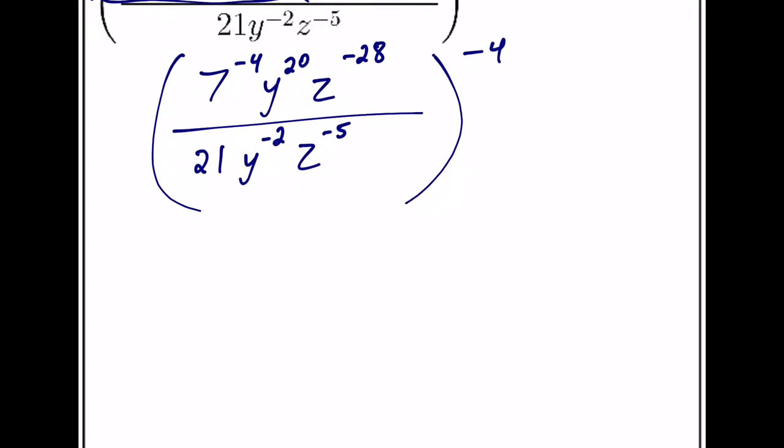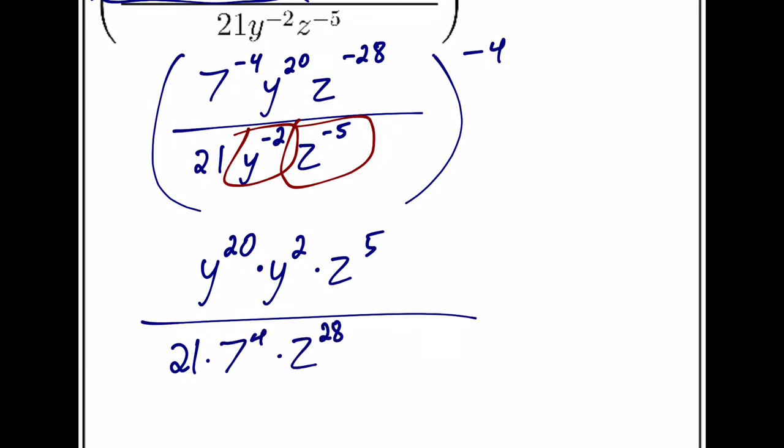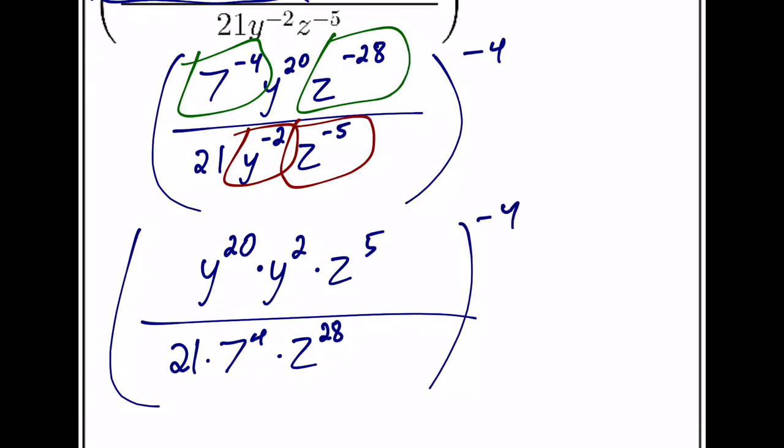I'm going to move all the negative exponents, which means I will have y to the 20th, I will have y squared, and z to the 5th on top. These two moved up. Then for the bottom, I'm going to start with 21. I'm going to add 7 to the 4th and z to the 28th. These two move down because of the negative exponents. And this whole thing is raised to the negative 4th.